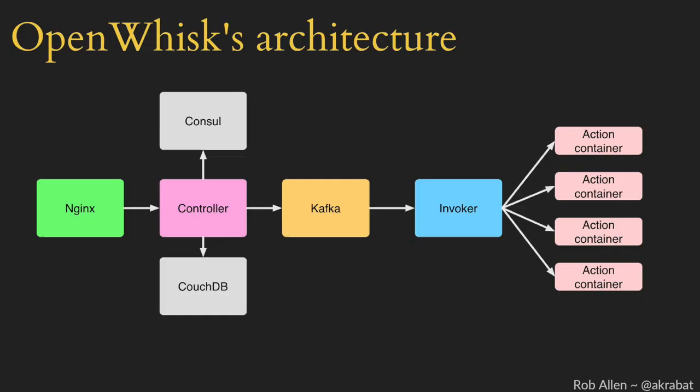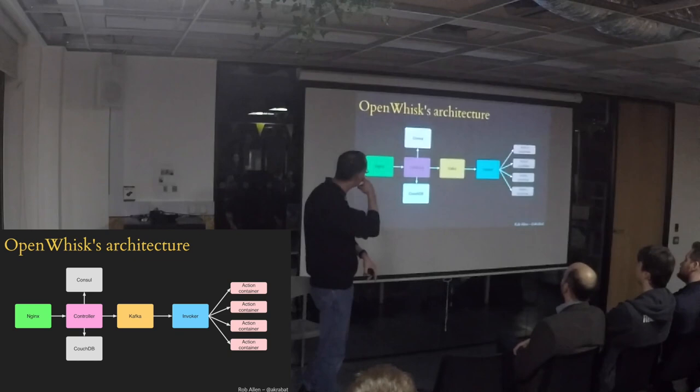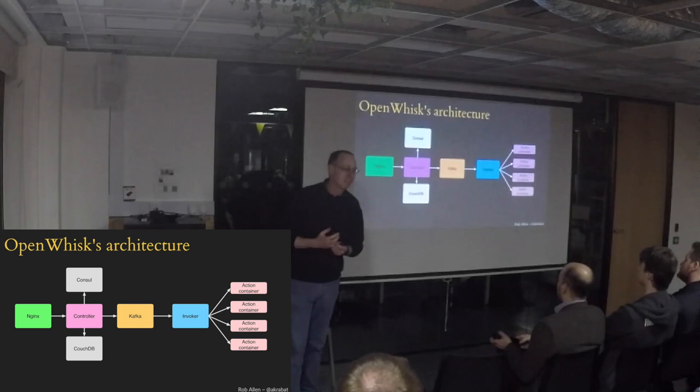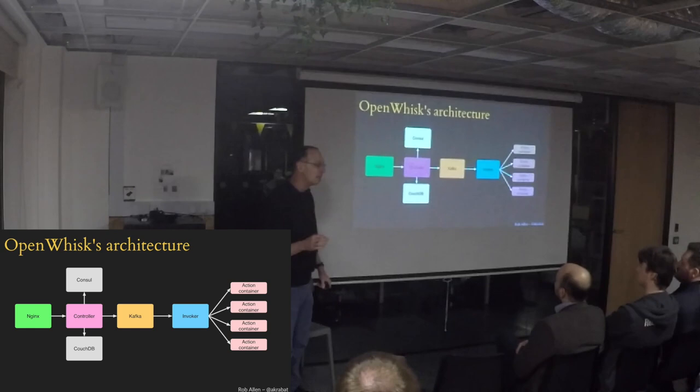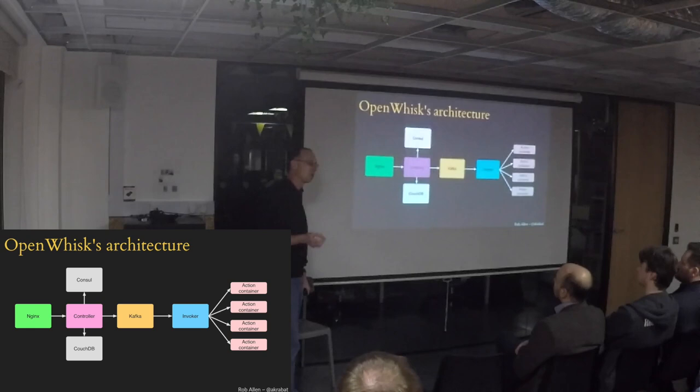Looks something like this. There's a few other bits and pieces, but I got bored drawing it, so this is the bits you get. Our entry point is over here. On the left, Nginx. That's our reverse proxy at the front. All the data comes into there, which tells you that the control for OpenWhisk is an API. You authenticate the API, and the Whisk command line tool is simply an API to the OpenWhisk platform.